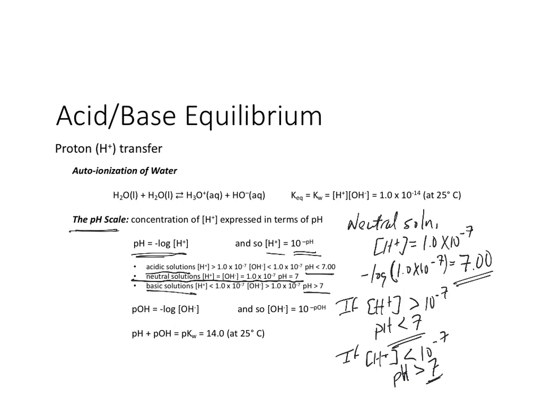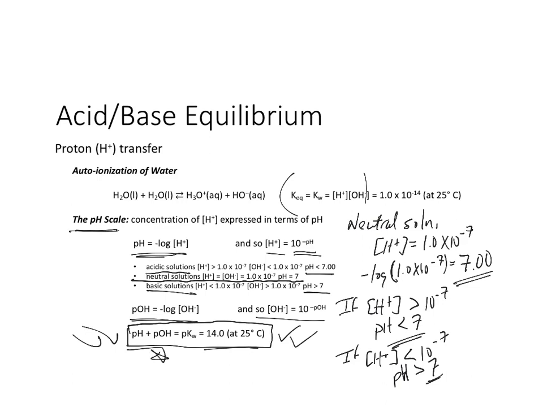Now, we can similarly define pOH as the negative log of the OH concentration, and so OH is 10 to the negative pOH. If I take this equation and then take the logarithm of both sides, and using the properties of logarithms, I get this very important result, that pH plus pOH is equal to 14 at 25 degrees Celsius.